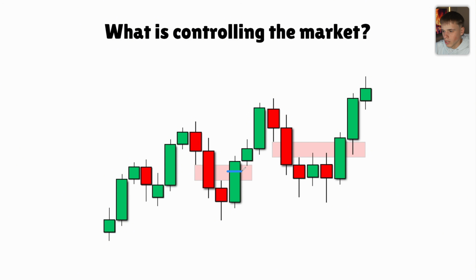So if the body closed right here, leaving a wick like this, this would be a respect, and then we would probably just bounce right back off to the downside. But since we actually closed above the top of this fair value gap, that means the market is going to go to the upside. Same with this one right here, you can see we closed right above the top of the fair value gap.